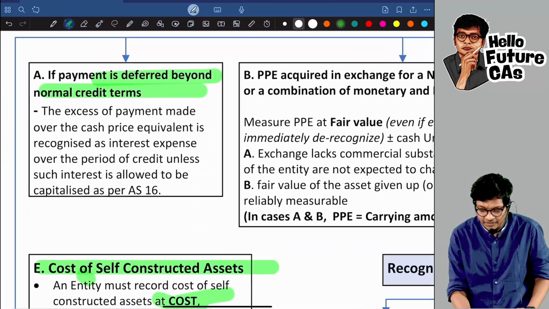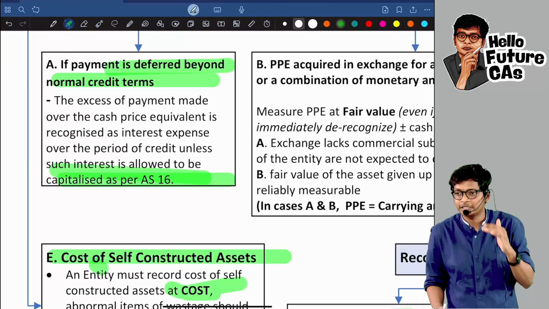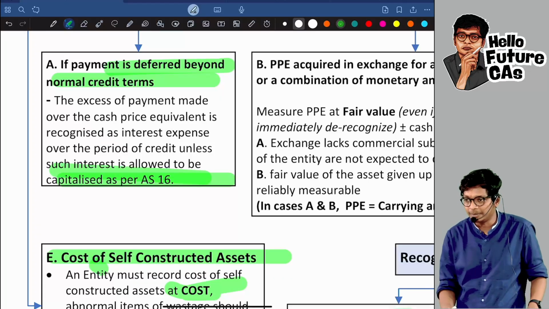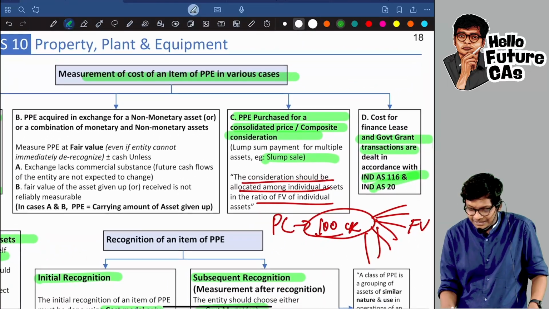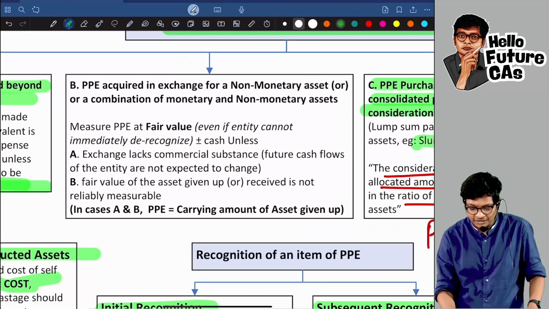The standard is saying very simple. Go to AS 16. AS 16 allows you to capitalize. If it is a qualifying asset plus you are certain you will receive the amount, go and capitalize. Okay. Fine, guys. Then they are also saying finance lease, also go to AS 19. Not over here.